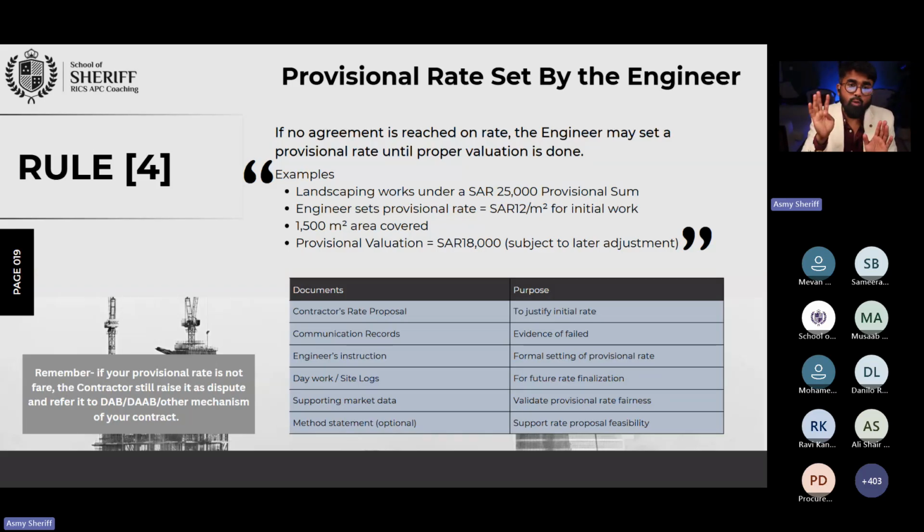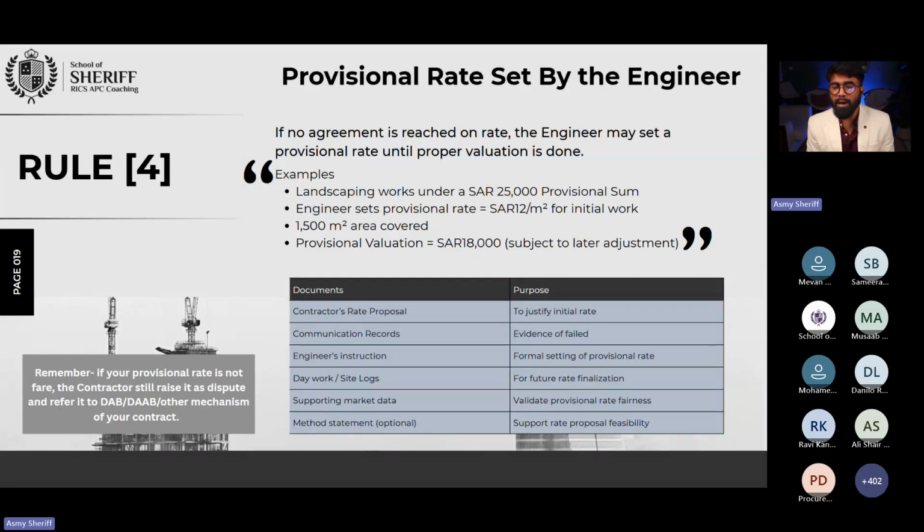So the fourth rule is what? You are going to set a rate reasonable by you as an engineer. You're going to go to the market, identify that, collect it, and properly set it. For example, you have a landscaping work, with a 25,000 riyal provisional sum mentioned. But the contractor tried to claim around 38,000 riyal. You asked the contractor to submit the actual cost or the so-and-so document. He did not submit, or you don't have visibility. So what are you going to do?